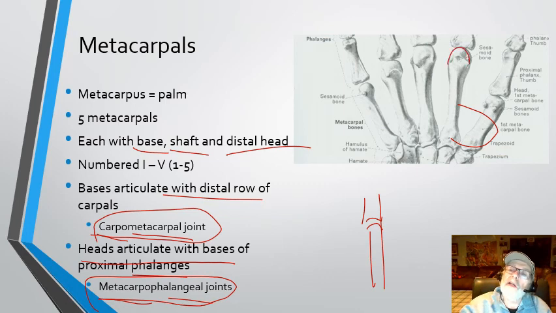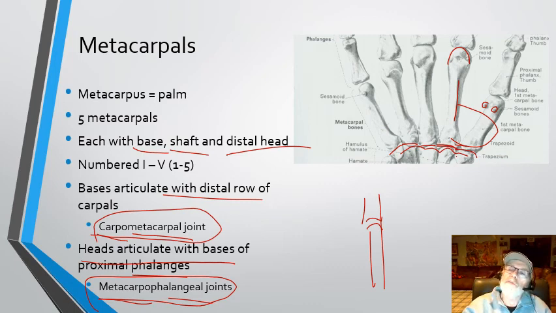Here's that rounded head area. This area is the shaft area or the diaphysis, and the base. The base is relatively flat, and it basically articulates with that distal row of the carpal bones. We talked about sesamoid bones. It's not unusual to have two little sesamoid bones underneath the thumb. Usually they're cartilage. You may see them radiographically. If you do, don't say, "Oh my gosh, what's going on here?" They're normal, but most of the time they're cartilage.